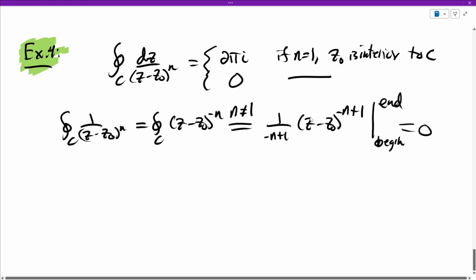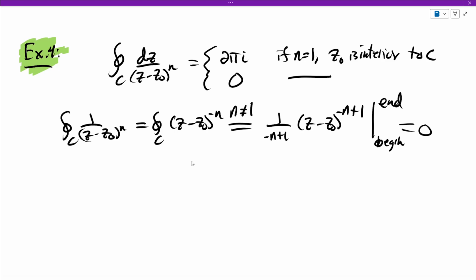However, when n is equal to 1, you get some log as an antiderivative. And that's roughly why there's this special case when n is equal to 1. By continuity of log, you're going to introduce an argument, a period of a certain function, and the period for the argument is 2 pi, so it repeats itself every 2 pi. But nevertheless, I just wanted to remark this. Let's start the example now.